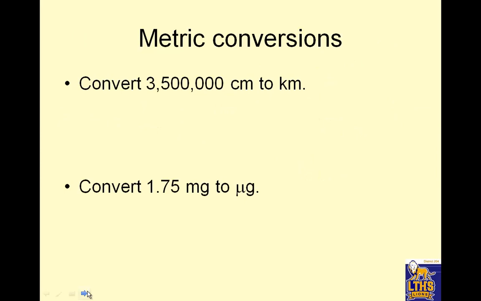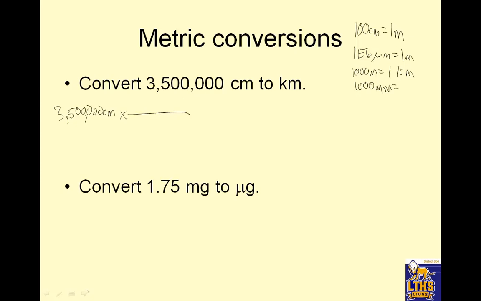Metric conversions. Convert 3.5 million centimeters to kilometers. 3,500,000 centimeters to kilometers. So on this, what I want to do, again, is I have to learn some of my prefixes. And I need to know 100 centimeters equals 1 meter. I need to know 1e6 micrometers equals 1 meter. And I need to know 1,000 meters equals 1 kilometer. And I need to know that, that's what I'm missing, 1,000 millimeters equals 1 meter.